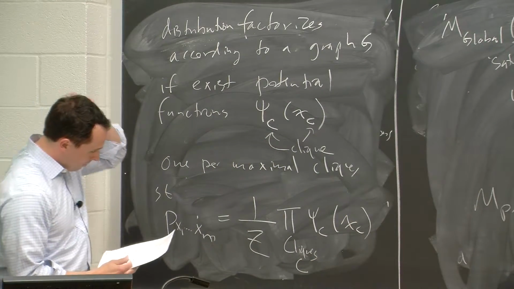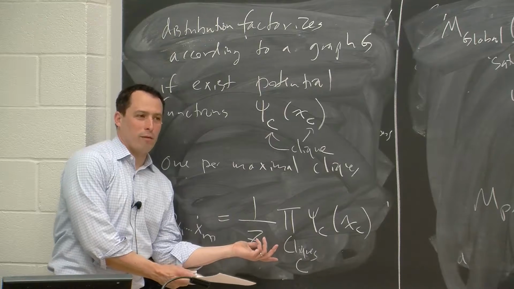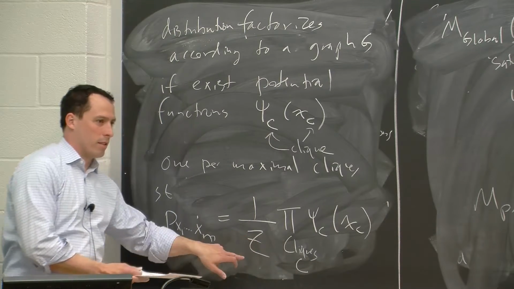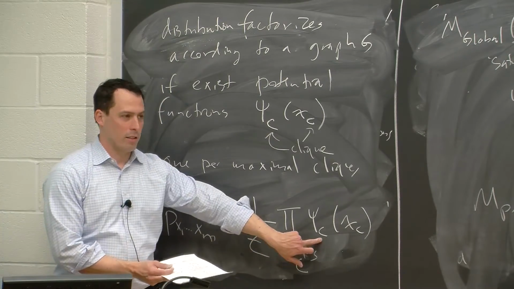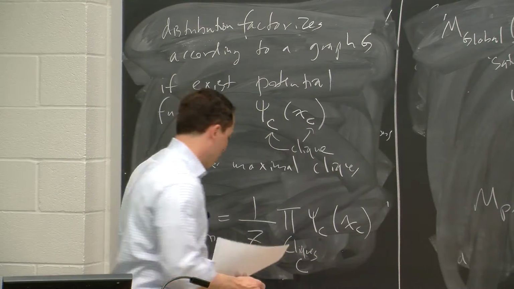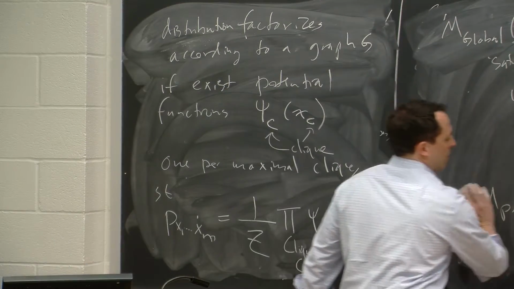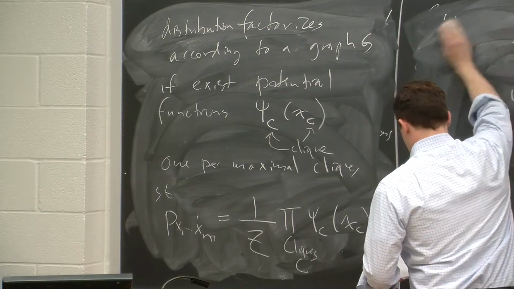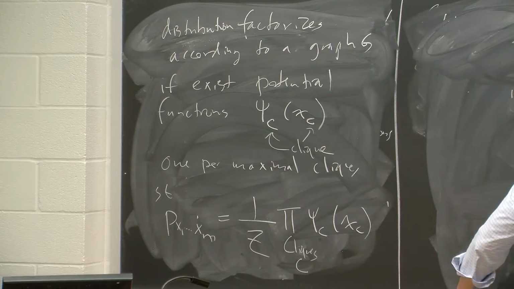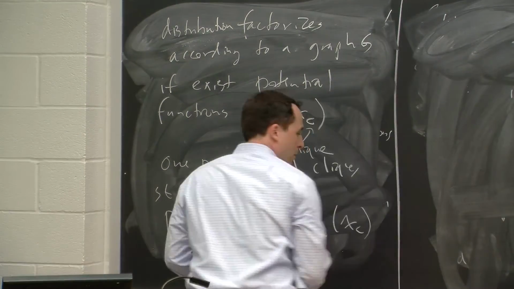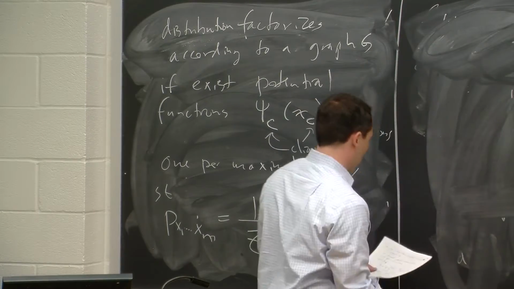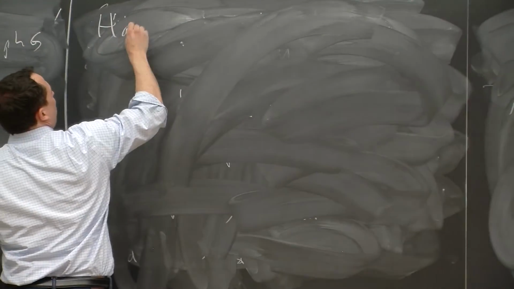Okay? So this is the multiplicative way of writing a log linear model. The Z corresponds to the lambda, and these correspond to maximal cliques, or maximal parameters in the log linear model. So the main thing that makes the whole graphical model idea work is called the Hammersley-Clifford theorem.